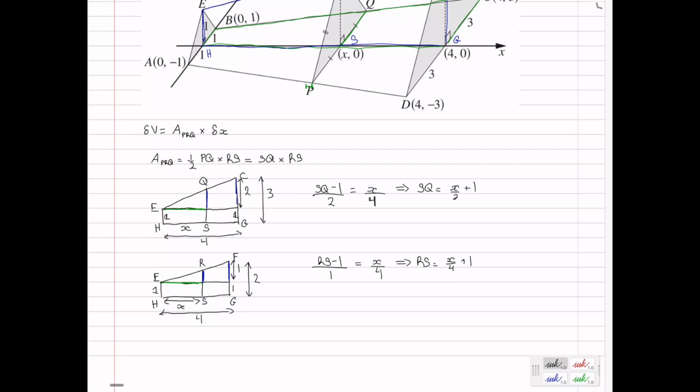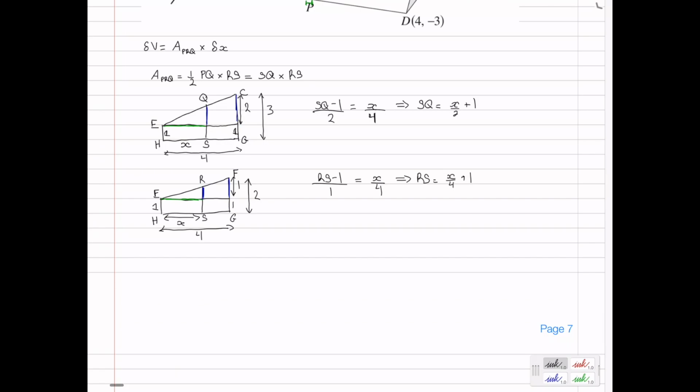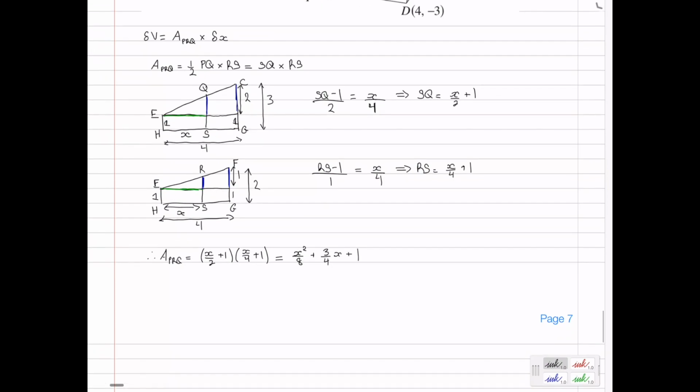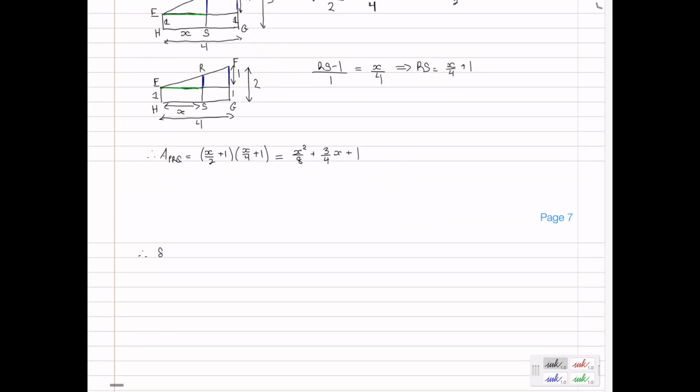Okay, let's continue. So therefore I have that the area of PRQ is SQ times RS, which means it's equal to x on 2 plus 1 times x on 4 plus 1. Now that should be x squared on 8 plus 3 on 4x plus 1. And so therefore, delta V equals that expression, x squared on 8 plus 3 on 4x plus 1 times delta x.